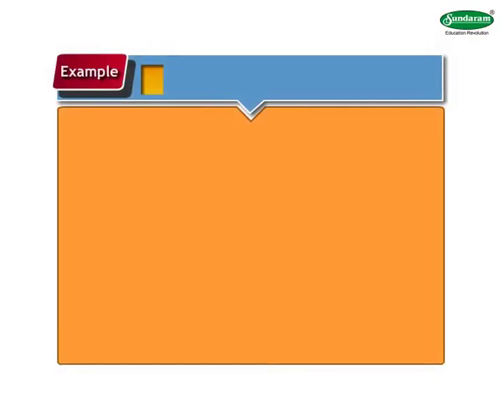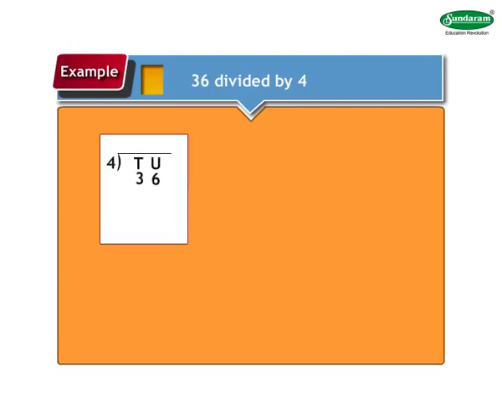Now, look at this example. 36 divided by 4. We have already done this sum as follows. Here, the divisor is 4. Hence, by saying the 4 times table up to 36, we get 4 nines are 36. So, we know that 36 divided by 4 is equal to 9. But here we will learn how to do the sum by considering one digit at a time.